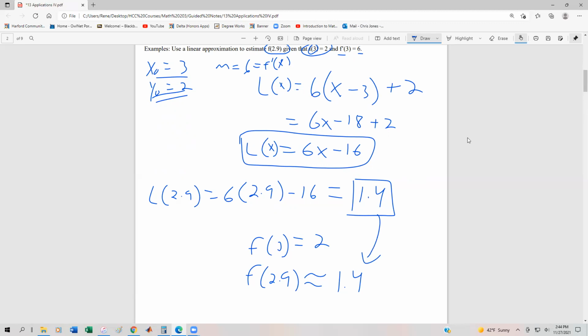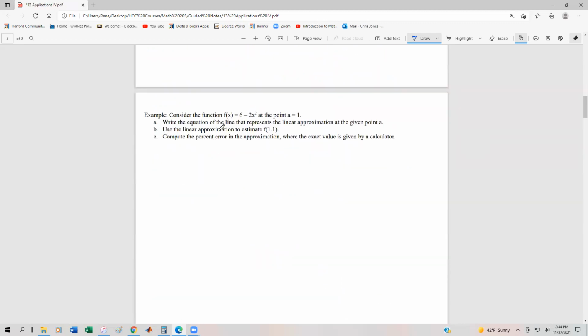Now, a more tangible example, and we have a pretty simplistic function, so it doesn't really make a lot of sense in real life to do this problem, but just as a basic example as to where we might use a local linear approximation. We have a quadratic function, 6 minus 2x squared, and we're at the point a equals 1, or in this case, x equals 1.